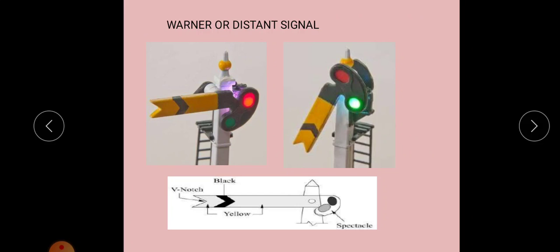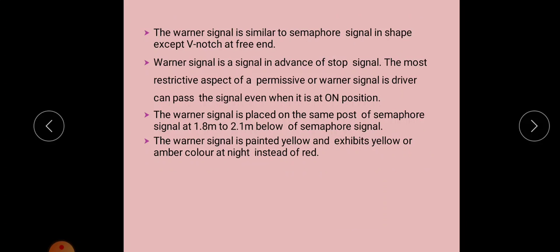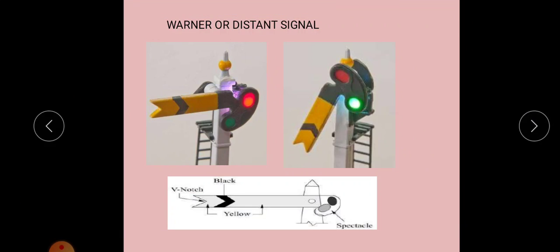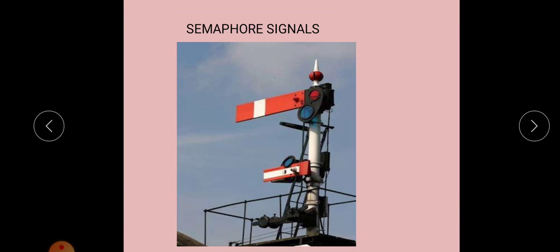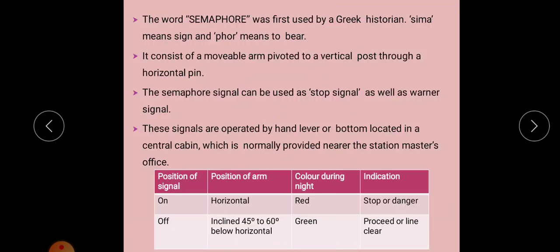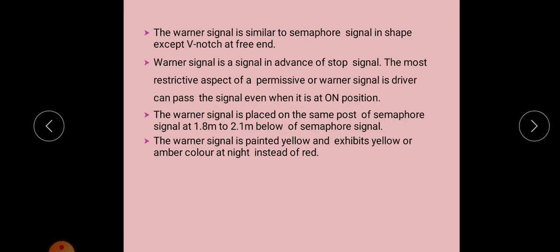So this is the warner or distance signal. This is the warning signal. The warner signal is similar to the semaphore signal in shape, except for a V notch at the free end. You can see here it is a V notch, but in a stop signal it is not a V notch. It is the same rectangle at the end, and in the warner signal at the free end there is a V notch. And the warner signal is a signal in advance of the stop signal.